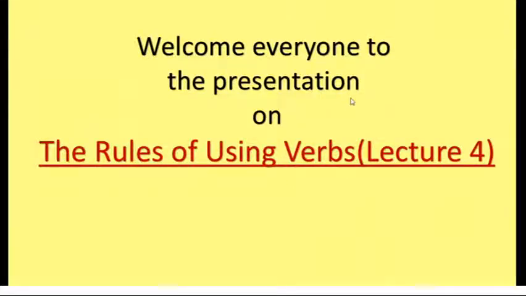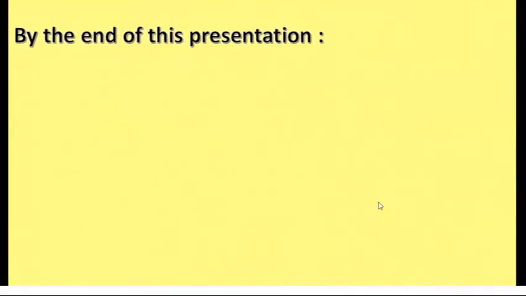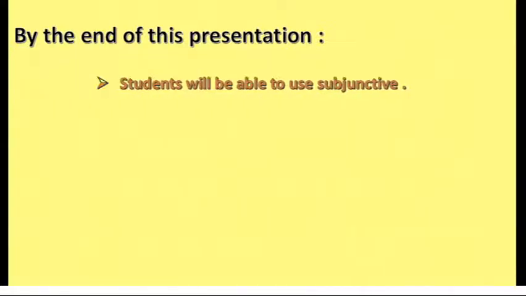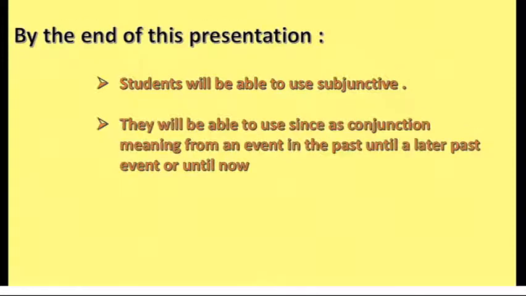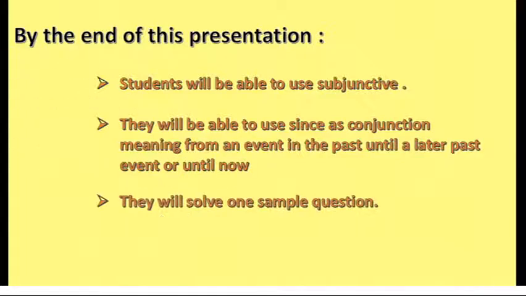My dear students, today I will discuss some more rules of using verbs. So let's start. Welcome everyone to the presentation on the rules of using verbs, lecture 4. In this presentation, I have set 3 learning outcomes. By the end of this presentation, you will be able to use subjunctive. You will be able to use since as conjunction, meaning from an event in the past until a later past event or until now. And you will solve one sample question.